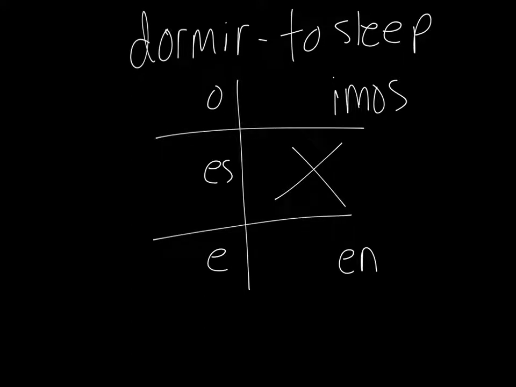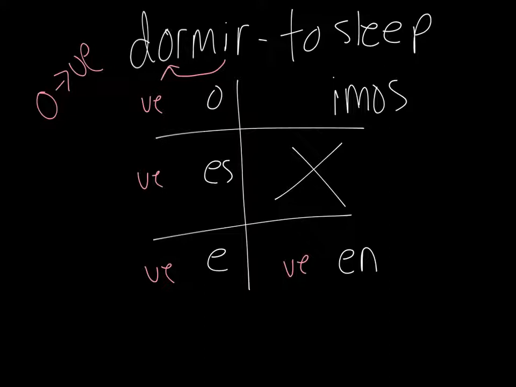Now, we look for the next to last syllable, which would lead us to the O. So if we look at the last syllable, and then the next to last syllable, that's where the stem change is going to be. And we're going from O to UE. So let's go ahead and add that in there. UE in place of the O. But remember, we don't use it in the nosotros spot.